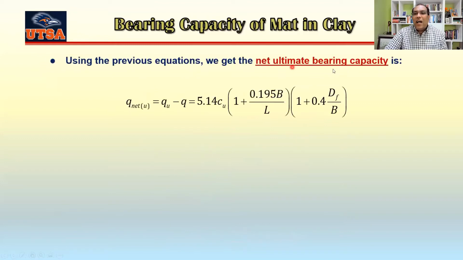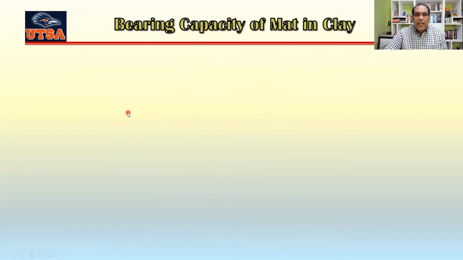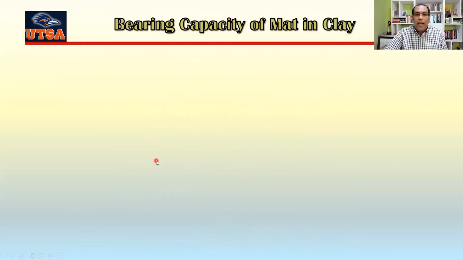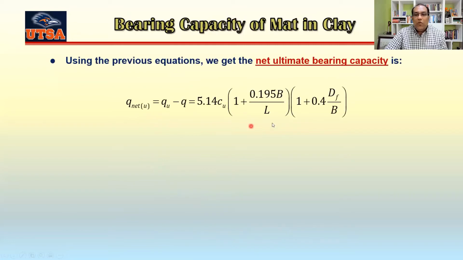So the net ultimate bearing capacity in that situation would be qu minus q, where qu is the gross ultimate bearing capacity. But we already found that out, qu is basically this one here. So if you subtract q from there, then this q and the other q will cancel out, and basically you will get this part here, okay?